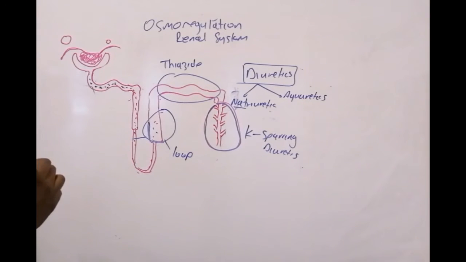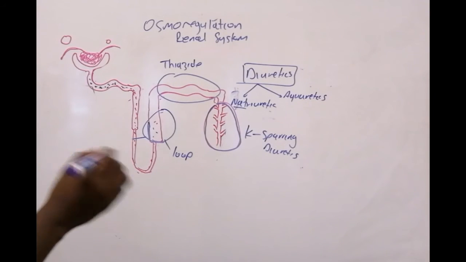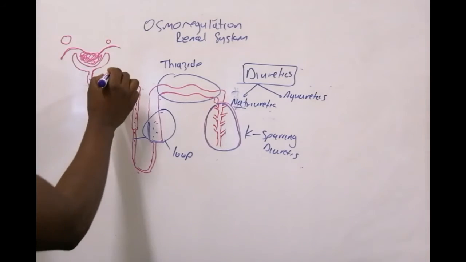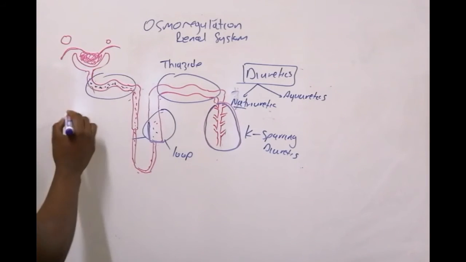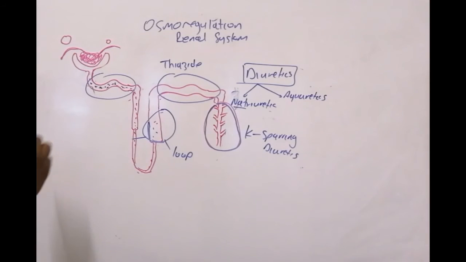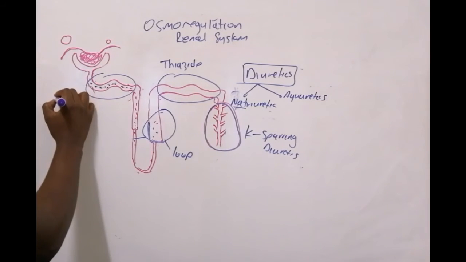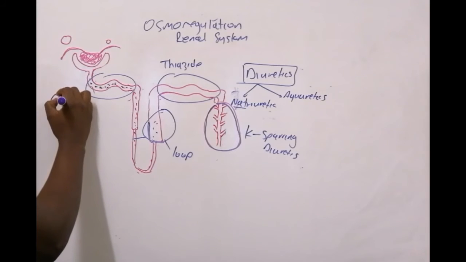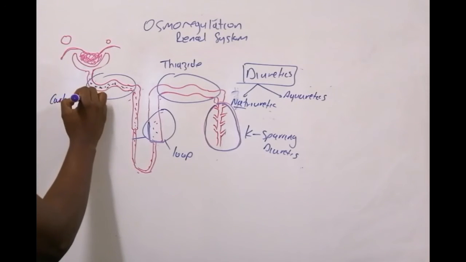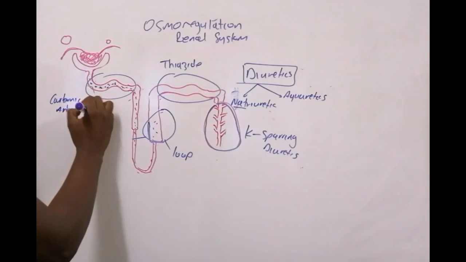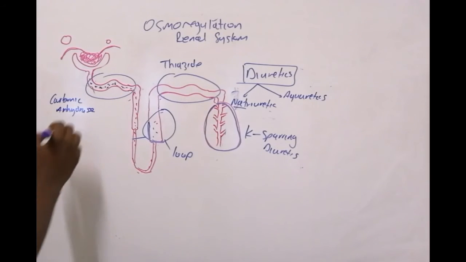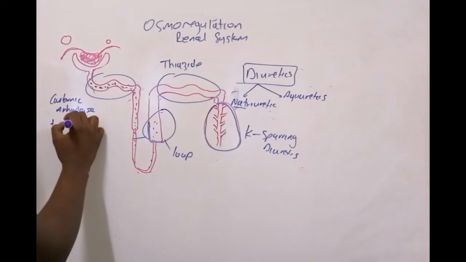Your mannitol, acetazolamide, or carbonic anhydrase inhibitors, they work on the proximal convoluted tubule. That's your carbonic anhydrase and your mannitol.